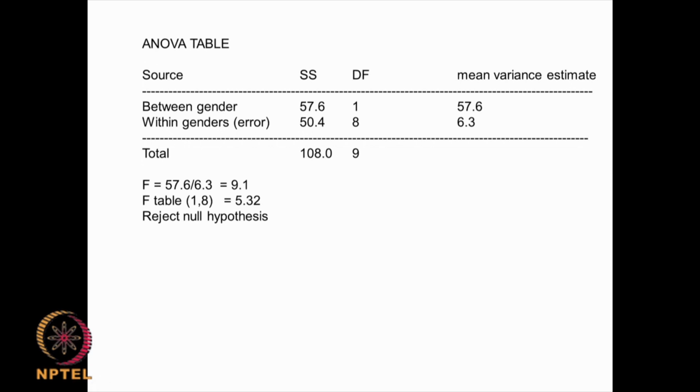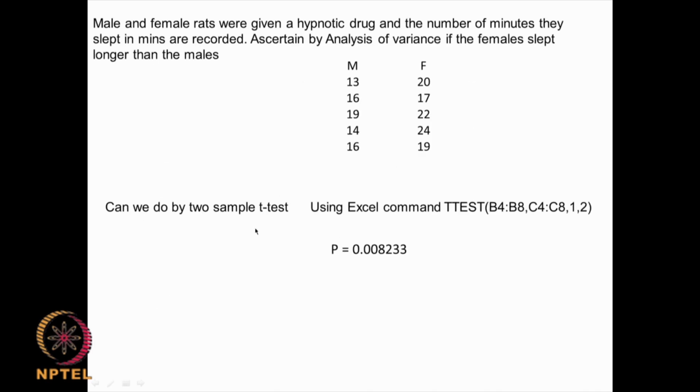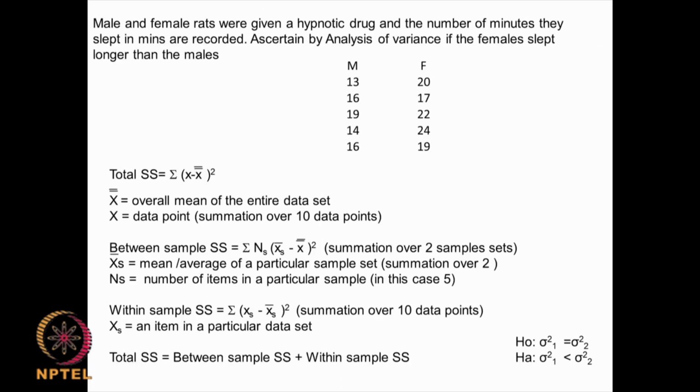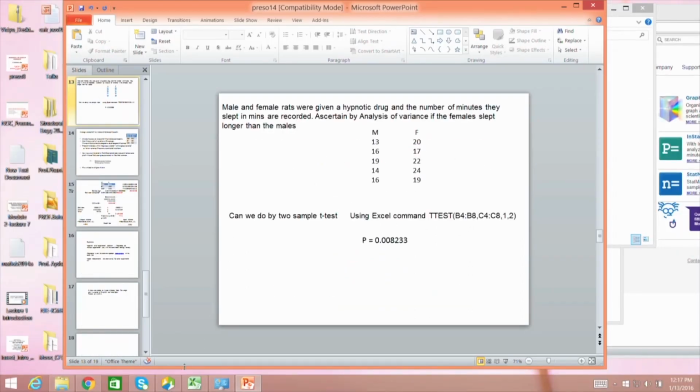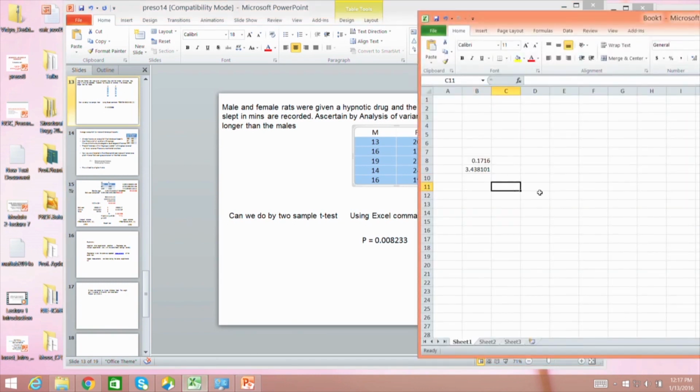Now the same problem we can do using 2 sample t-test also, right. So same problem, I can do it in the 2 sample t-test. Of course we can use Excel or we can use both the commands and see what do you get. Okay, so we use Excel, we can copy this, Control C, so we can do it here, okay.